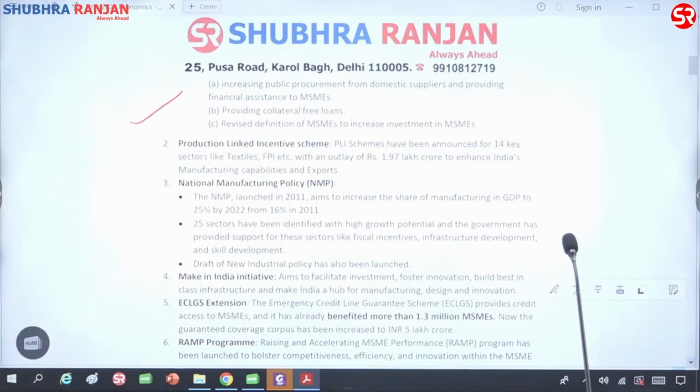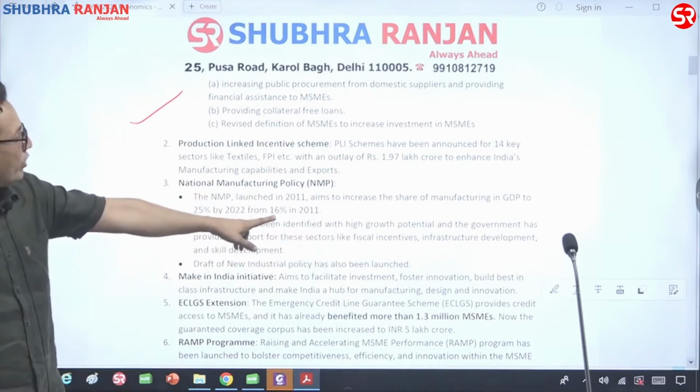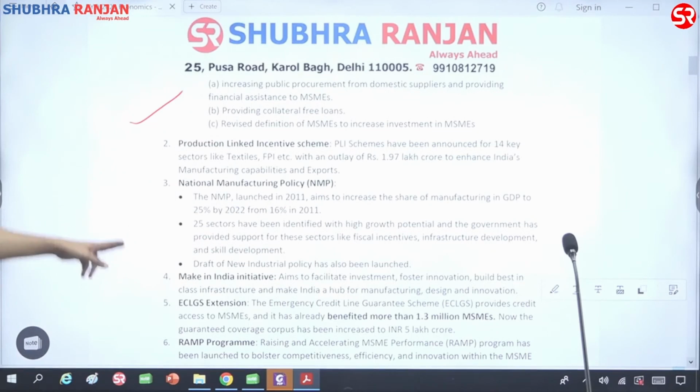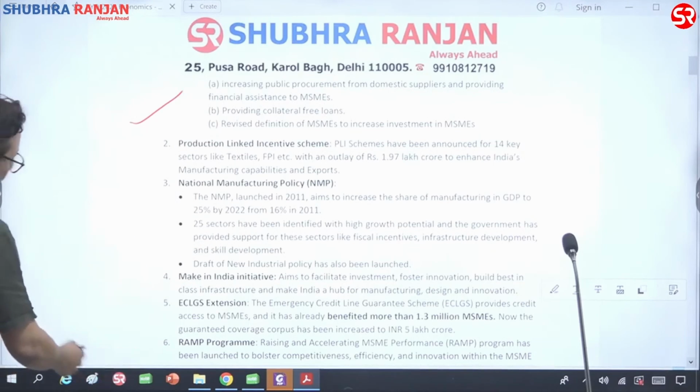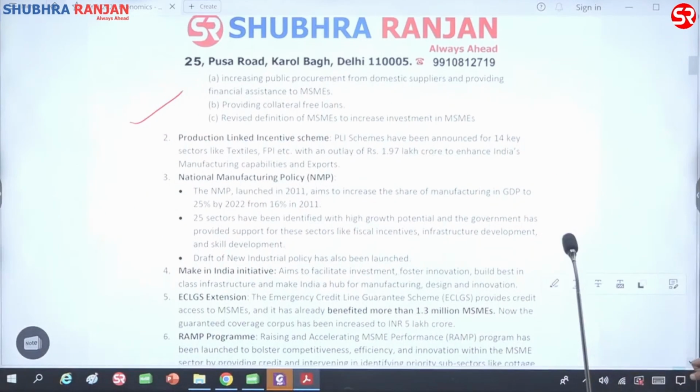That's it. Next, national manufacturing policy we got in 2011-12. Just remember कि भाई growth rate, manufacturing GDP contribution had to come from 16% to 25%. It is still 16%. That's a different thing. Then Make in India initiative to increase the investment in manufacturing.